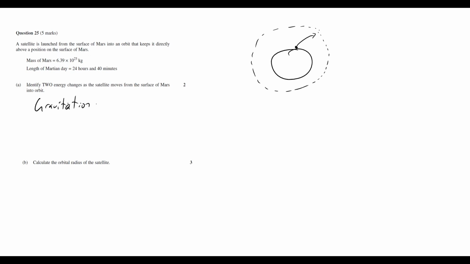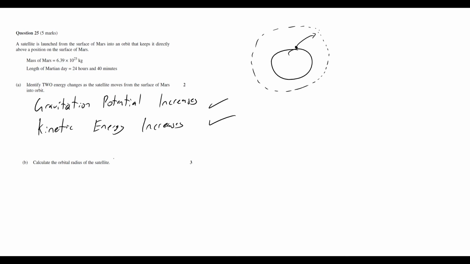So we can quickly take note of that: gravitational potential energy increases. Okay, now what about our kinetic energy? Will that increase or decrease? We know that we need to increase the velocity so that it can actually achieve escape velocity and get out into orbit. And so if we are increasing the velocity, that obviously means that we are increasing the kinetic energy as well. So we can therefore say kinetic energy increases. And there we are. So that is two energy changes for this satellite.